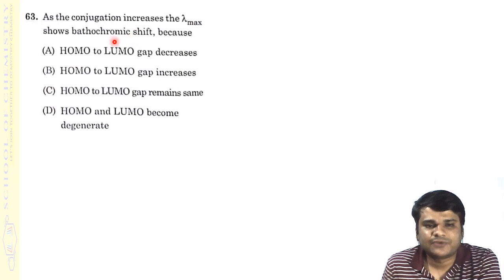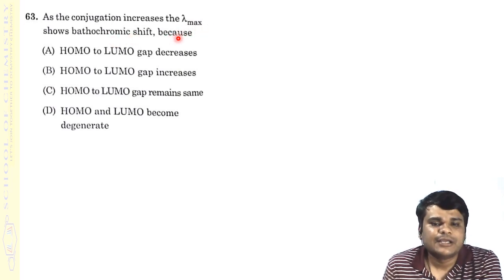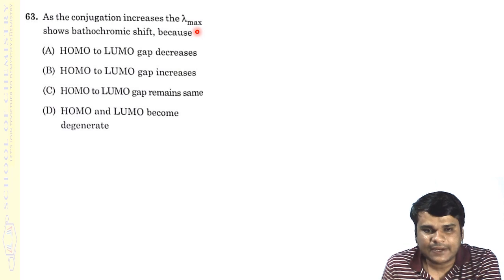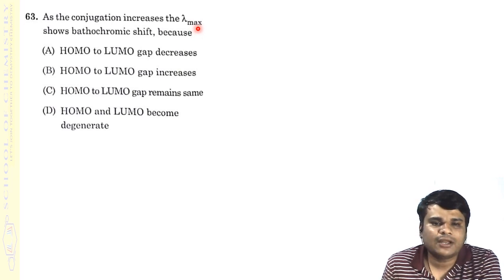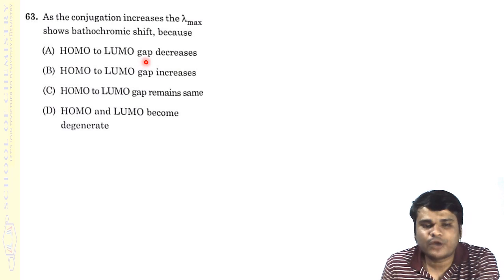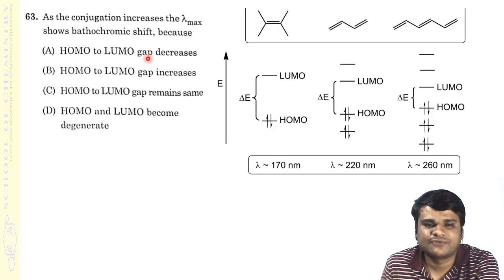So in a bathochromic shift, lambda max increases, right? If lambda max is increasing, we should know that if wavelength increases, the energy of that particular radiation decreases. If energy is decreasing, the HOMO-LUMO gap must decrease. So therefore the HOMO to LUMO gap decreases. That should be the correct answer for this.